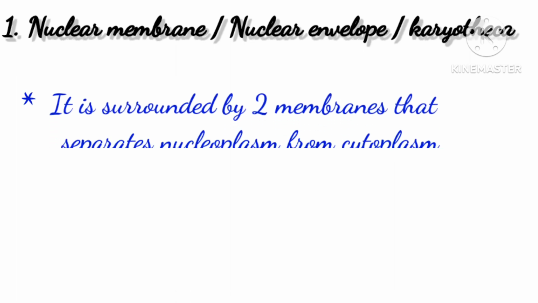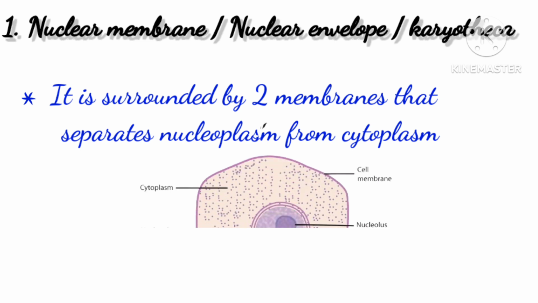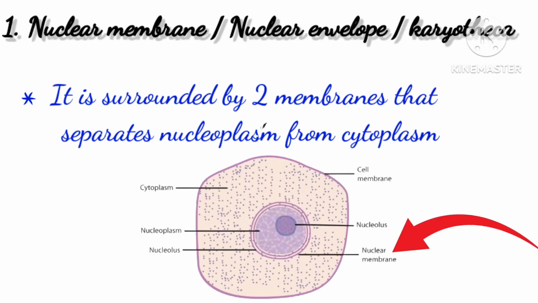It is nuclear membrane. This nuclear membrane is also known as nuclear envelope and karyotheca. So, this nuclear membrane is surrounded by two membranes that separate nucleoplasm from cytoplasm. We all know that the cell is full of cytoplasm. So this nuclear membrane separates the nucleoplasm from cytoplasm.